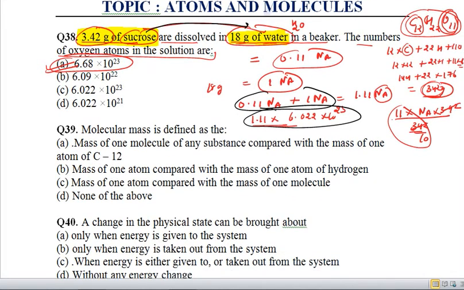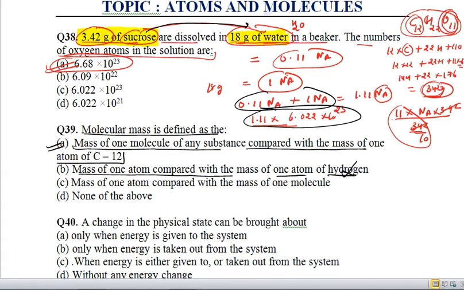Coming to the next question. The molecular mass is defined as, what is molecular mass? The mass of one molecule of any substance compared with the mass of one atom of carbon 12. Yes, this is what molecular mass is. Let us see the next options. Mass of one atom compared with the mass of one atom of hydrogen. No. Mass of one atom compared with the mass of one molecule of what? It is incomplete. So again no. None of the above. No. A will be our right answer to this question. Fine.